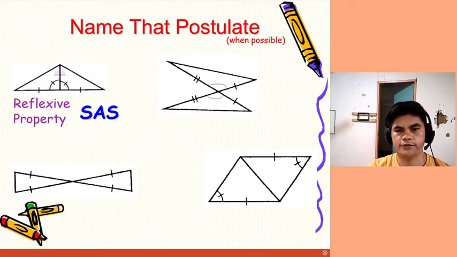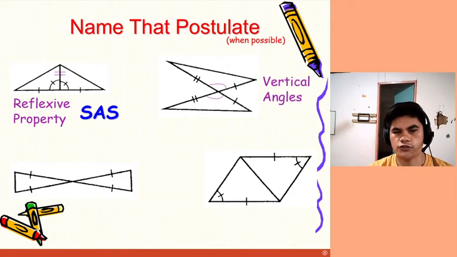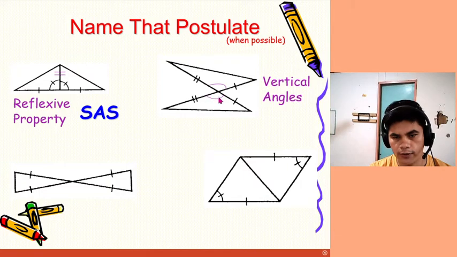How about this? The next triangle, we can see vertical angles. Since vertical angles are congruent, we can say that this angle is congruent with this angle.